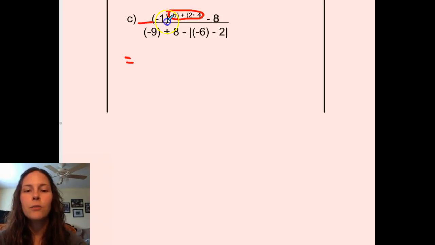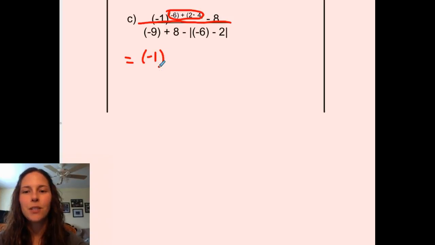I also have a grouping symbol as my division bar. I need to simplify the numerator and simplify the denominator before I divide. The division bar separates this into two different problems for me, the numerator and the denominator, which I will simplify at the same time. In the numerator, I have that exponent that I need to simplify.